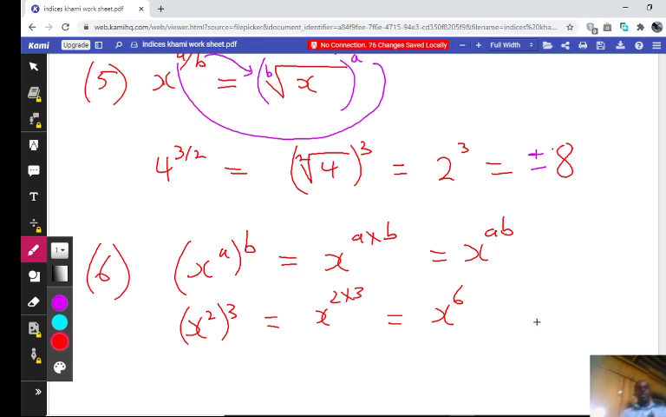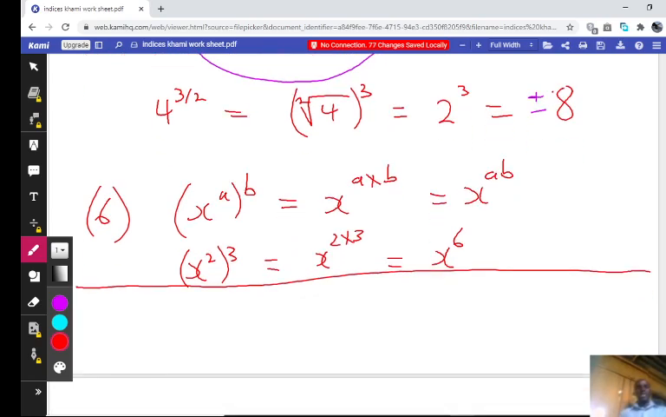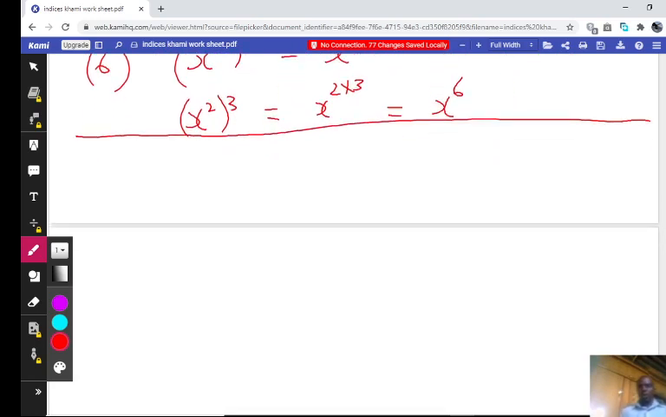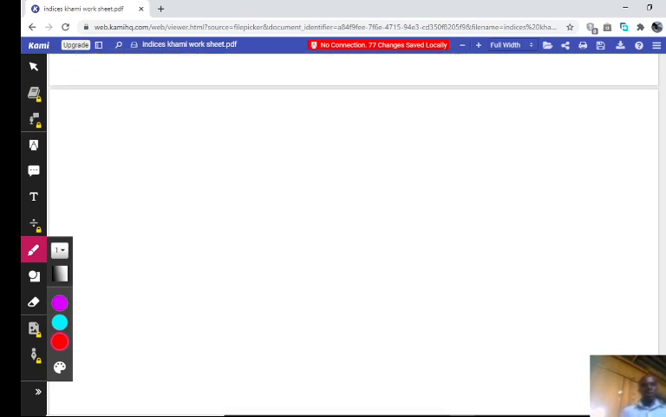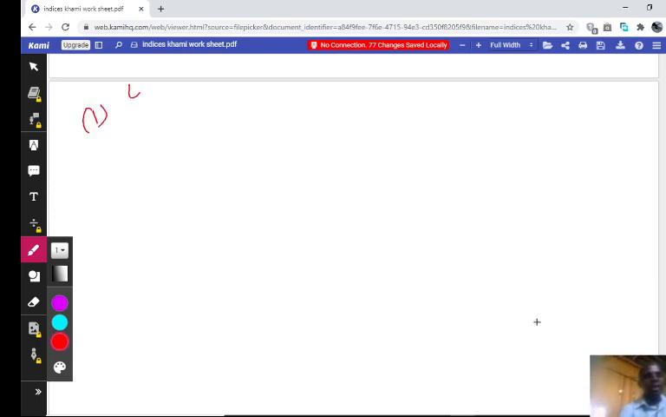These are the 6 laws of indices that you have to work with. You apply these laws to be able to work out problems involving powers, involving indices. So you have to remember these laws and know them. Now let me move on to examples. Let me work out some examples involving these indices so that you can understand better.